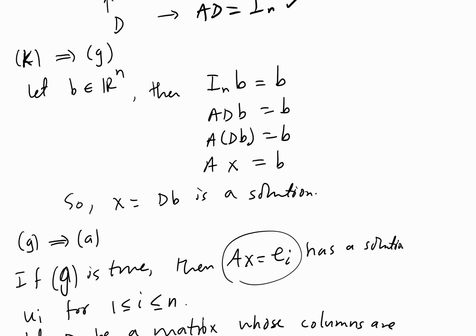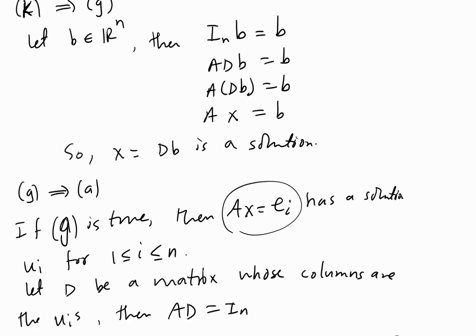Again, I want to prove it's invertible, so let's see what we get. Let D be the matrix whose columns are the U_i's. This means D can be written like this: U1, U2, up to Un, whose columns are the U_i's. Then AD equals In.